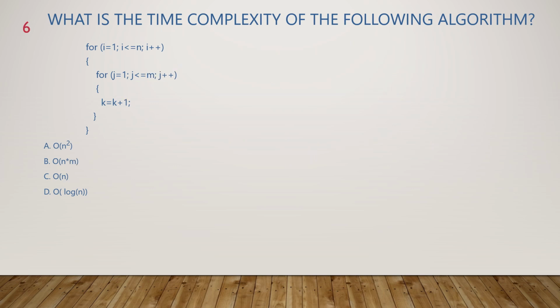Question number 6, what is the time complexity of the following algorithm? An algorithm where i runs from 1, i is less than or equal to n, i plus plus, and the inner nested loop j is equal to 1, j is less than or equal to m, j plus plus, and then the addition k is equal to k plus 1. The options: A, big O of n squared, B, big O of n times m, C, big O of n, D, big O of log n.